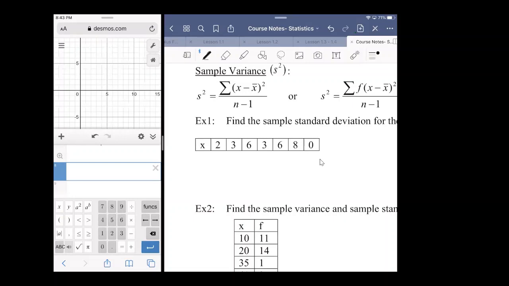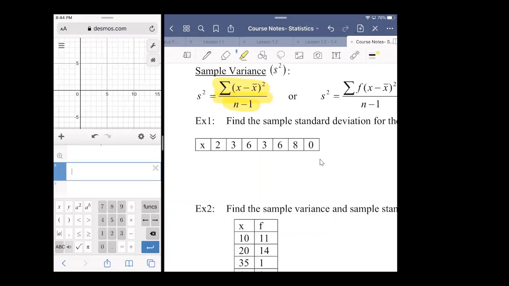But what we want to do really is look at this formula here. I'm going to highlight it. The sum of (x minus x bar) squared over n minus 1 will give us what's known as the sample variance, s squared. Now, s itself is the standard deviation. So once I find the sample variance, all I have to do is take the square root of it, and I'll have the sample standard deviation.